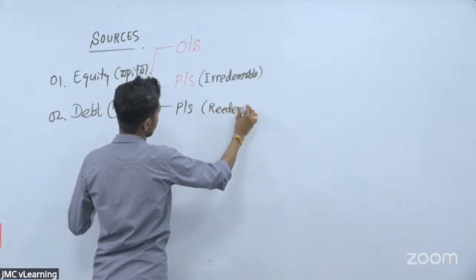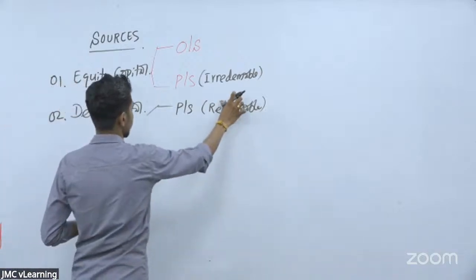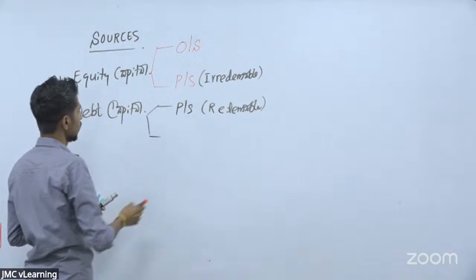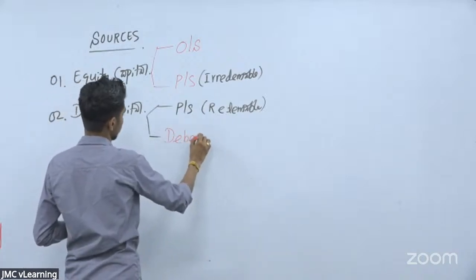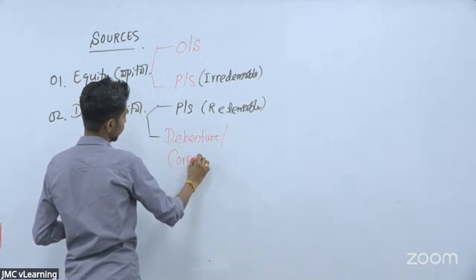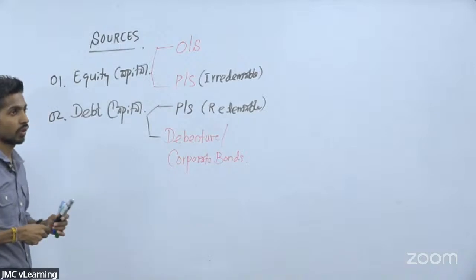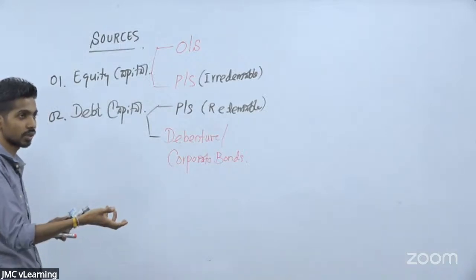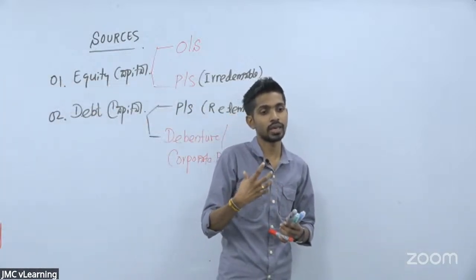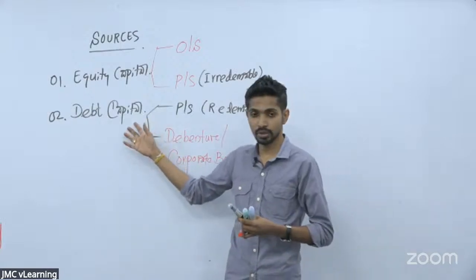Redeemable preference shares. Not only that, debentures, and sometimes corporate bonds. Those are the sources of funds. Equity holders will provide money to the organization. Otherwise, if the equity holders are not in a position to provide their funds as soon as possible, then we have to select another alternative. Then we can say debt capital structure.